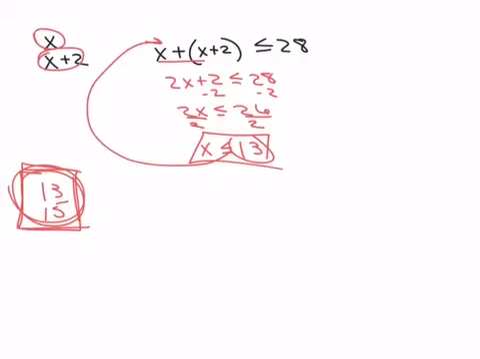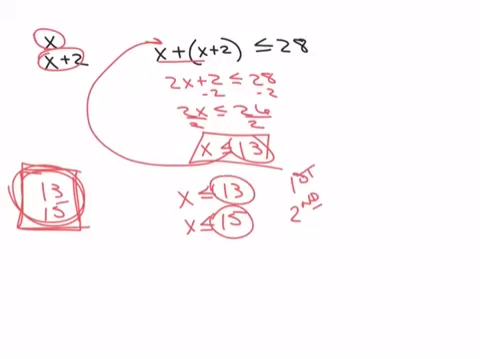Yes. So our answer is going to be x is less than or equal to 13, or x is less than or equal to 15. So this is my first number, and this is my second number possibility. My second number has to be less than or equal to 15. My first number has to be less than or equal to 13. So those are my possibilities for number 10, and I'm done.